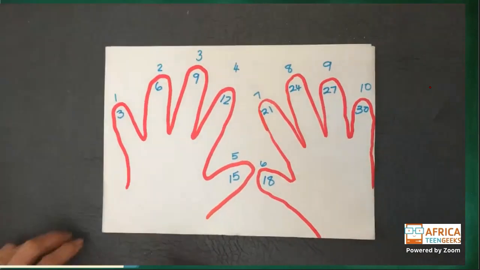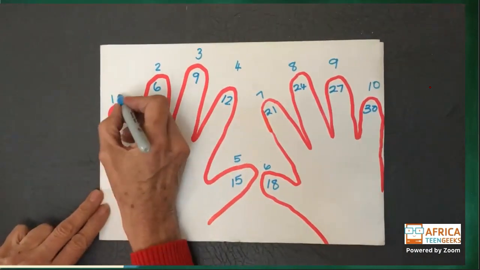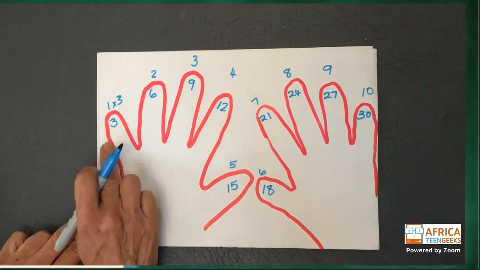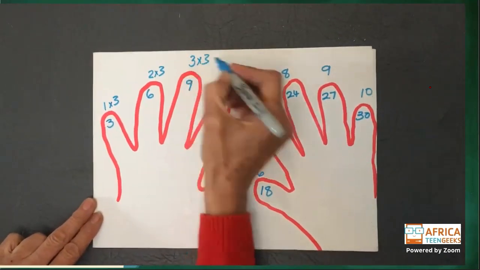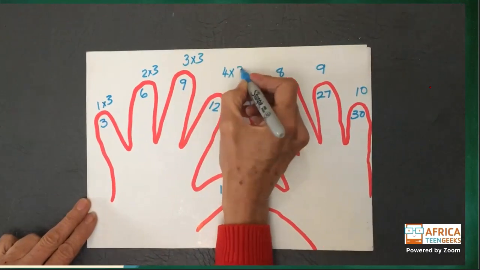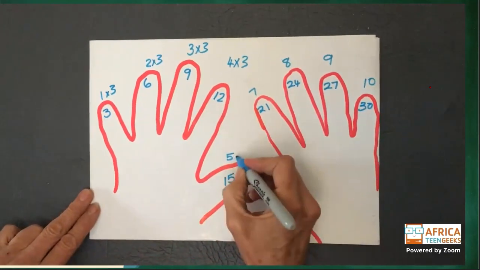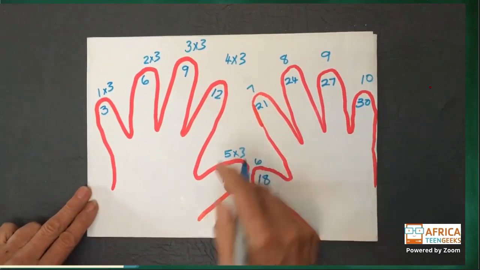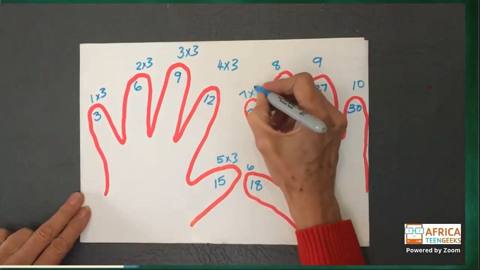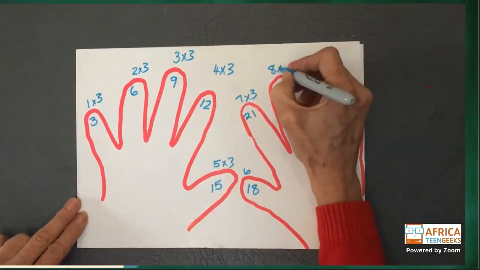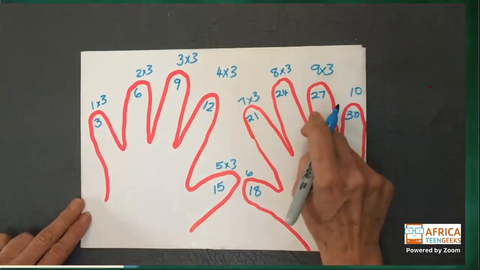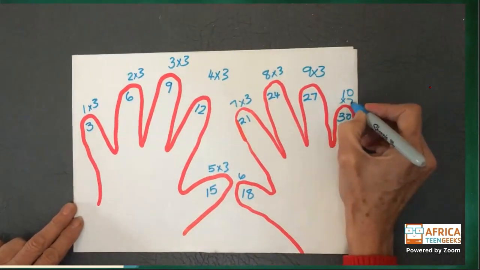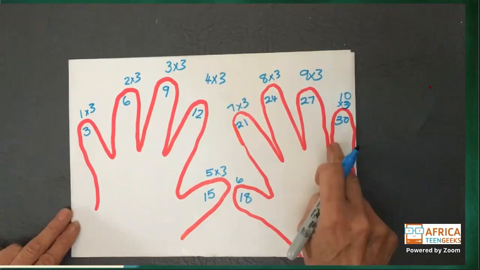Now we are going to do the dance table. Now we say 1 times 3 equals 3. 2 times 3 equals 6. 3 times 3 equals 9. 4 times 3 equals 12. 5 times 3 equals 15. 7 times 3 equals 21. 8 times 3 equals 24. 9 times 3 equals 27. And 10 times 3 equals 30.